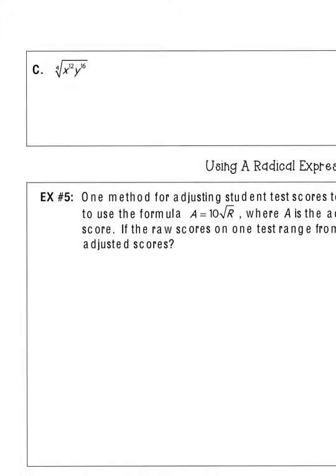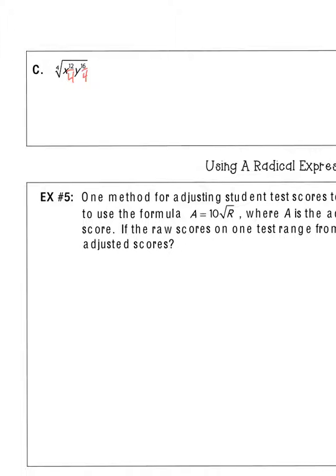So let's look at C. C is an even root, a fourth root. That implies I should have a positive answer. So let's go ahead and take this root and divide it into 12 and 16. So divide by 4 and divide by 4.